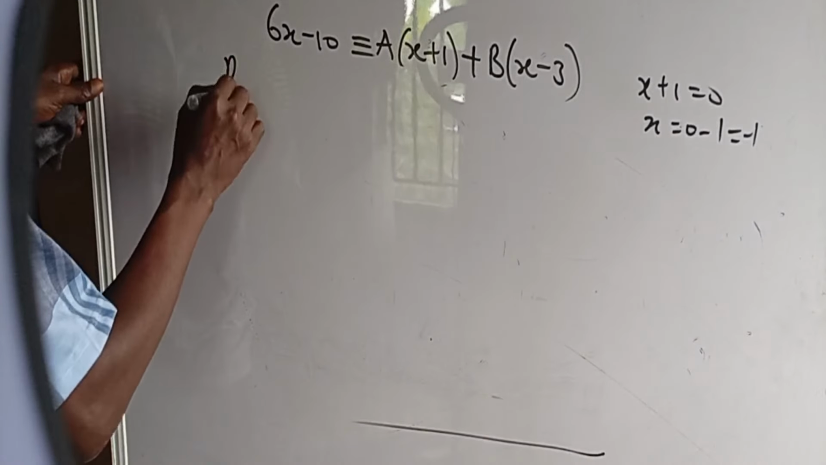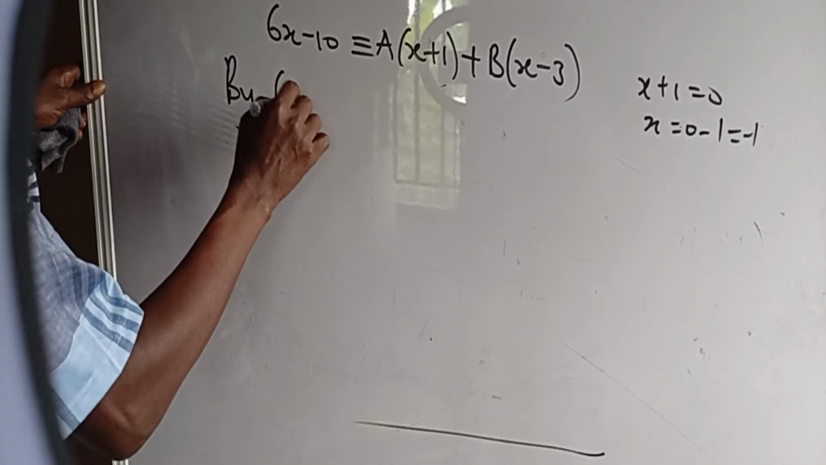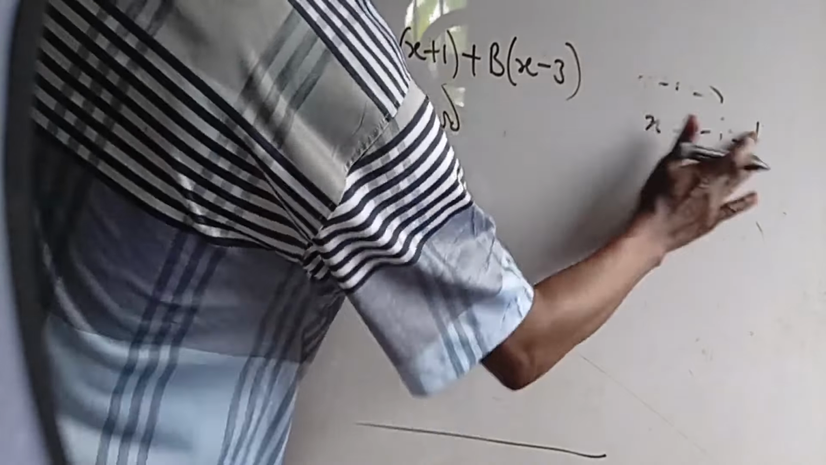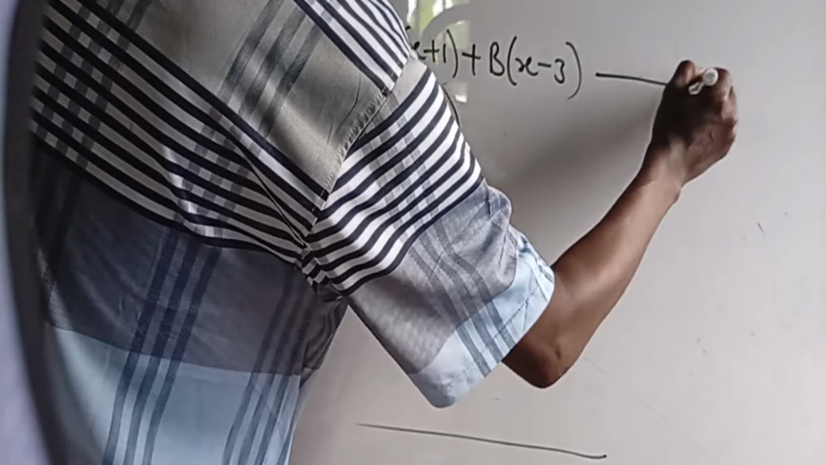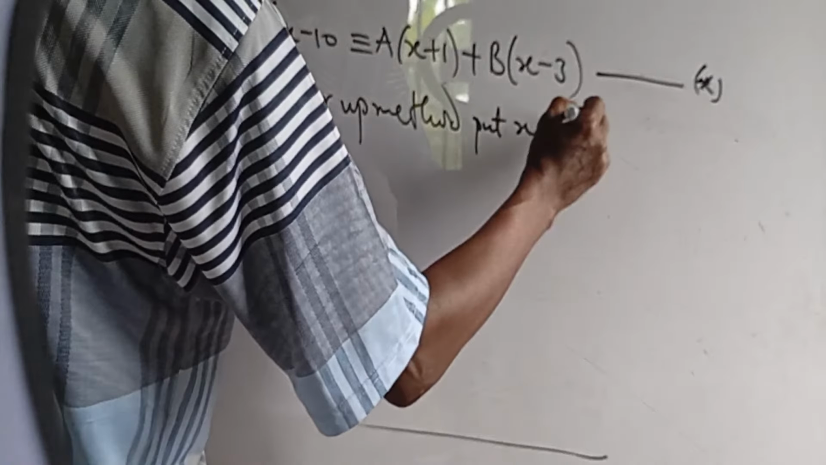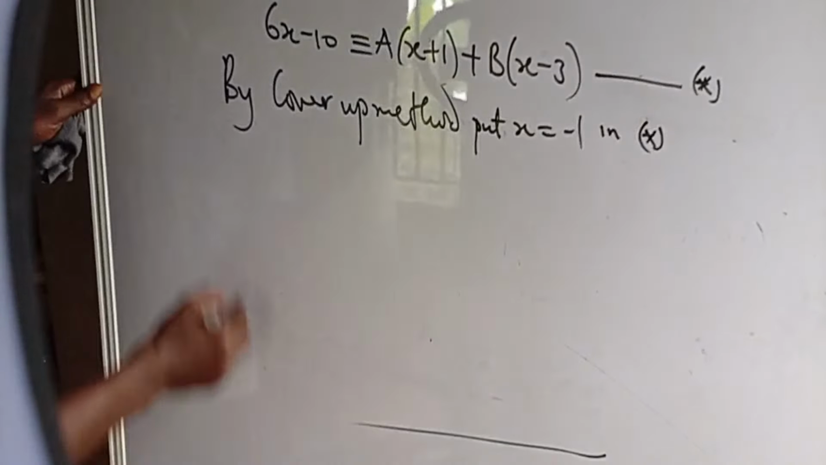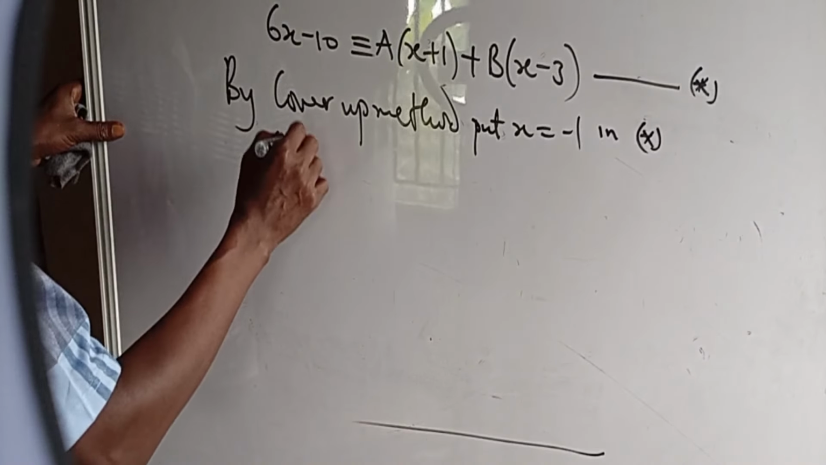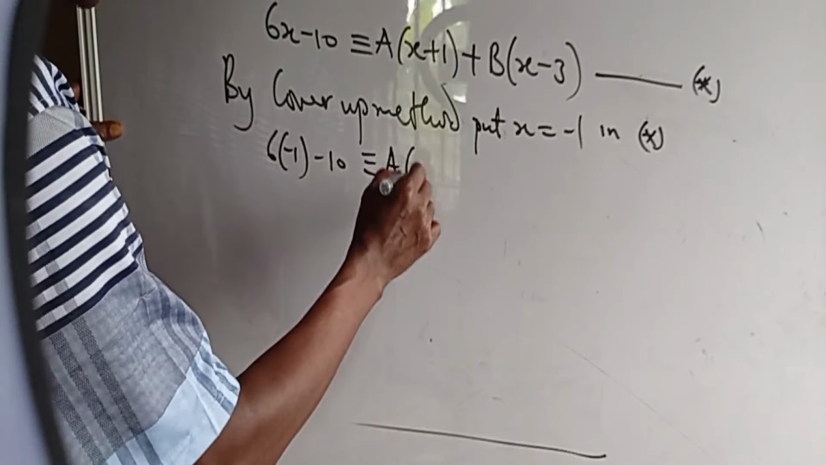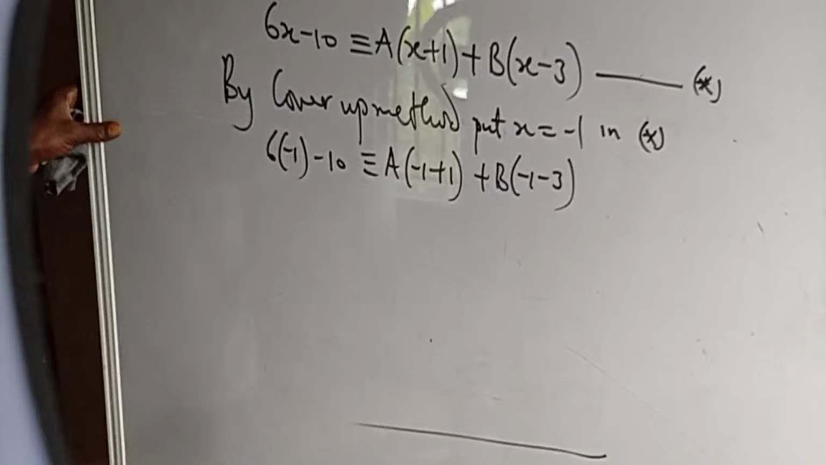Now we call it the cover-up method. Let me call this equation asterisk so that it will be clear enough. By cover-up method, put x equals minus 1 in equation asterisk. So we have 6 into minus 1, then minus 10, equals A into minus 1 plus 1, plus B into minus 1 minus 3.